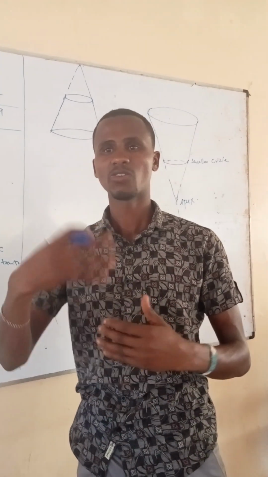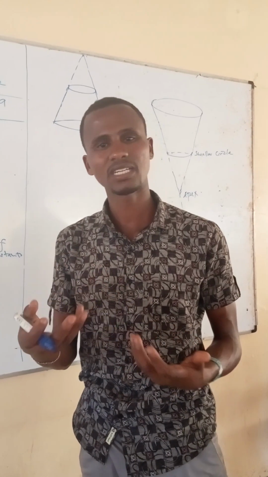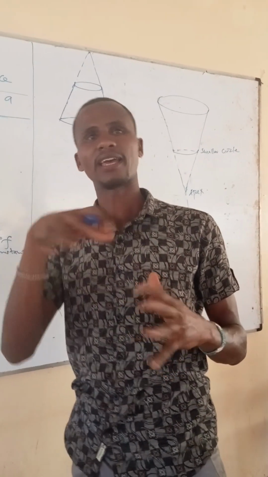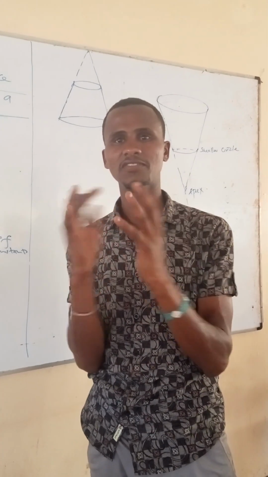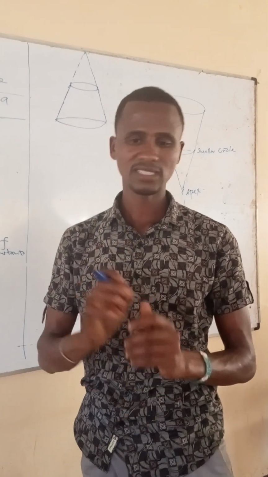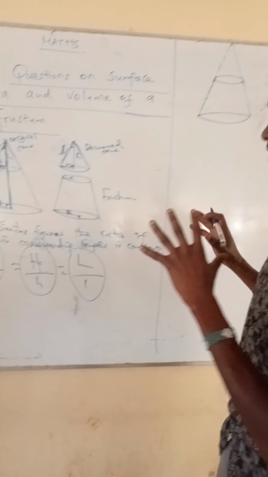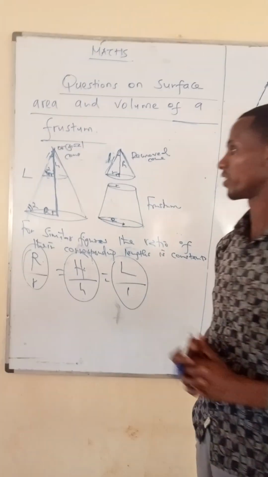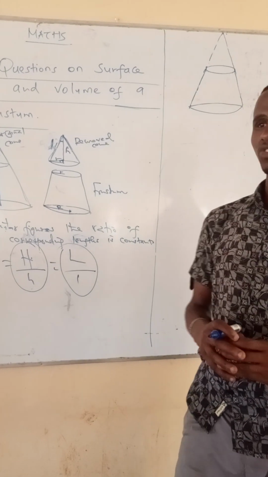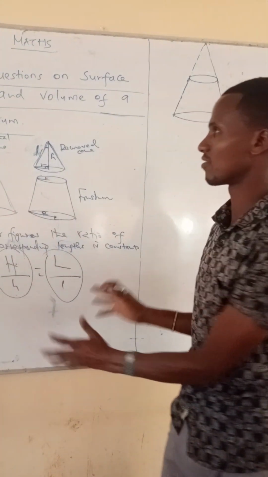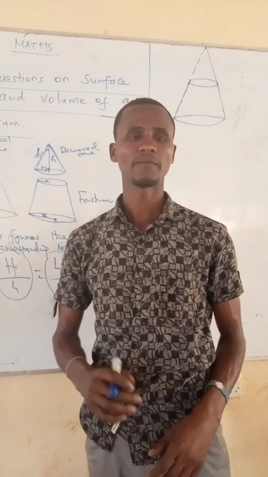If it is a bucket, we know that unless you are told it is closed, mostly it is open also. You calculate the area of the base and the curved surface area. So that is what I wanted us to understand before we embark on the questions. So now I want us to do some questions so that you see how we can apply what we have just learned in solving the questions.